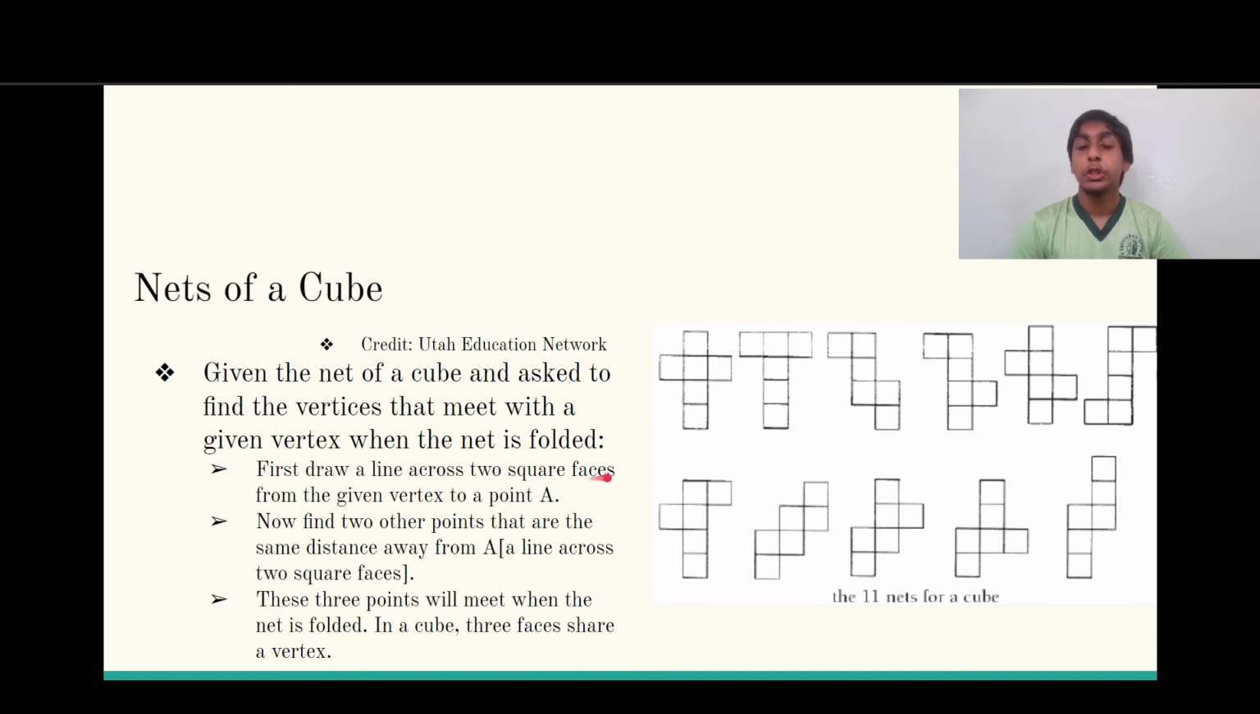So basically you're going to be given a net, you find a point, usually they'll give you this point. Then you draw a line from this point to another point, and you label this A. Now you find 2 other points that are equidistant from A, the same distance from A, and these 3 points that you just found will all meet when the cube is folded up. And we do have a sim problem on this, and I've drawn it out there so you can see it if you want better help visualizing this.